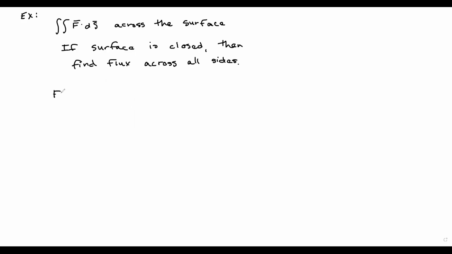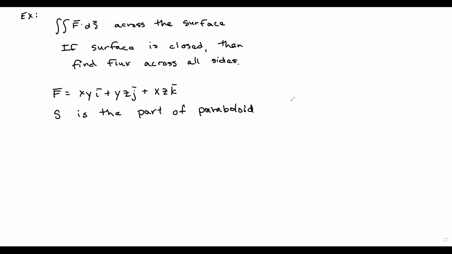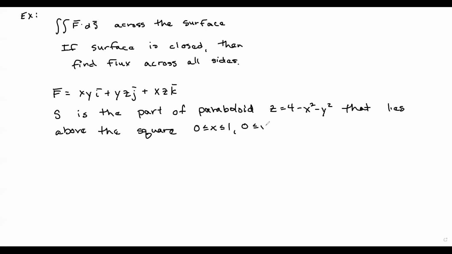All right, so for our first example, they give us F, they tell us it's xy i plus yz j plus xz k. They tell us S is the part of the paraboloid z equals 4 minus x squared minus y squared that lies above the square 0 less than or equal to x less than or equal to 1 and 0 less than or equal to y less than or equal to 1. And they tell us it has upward orientation.